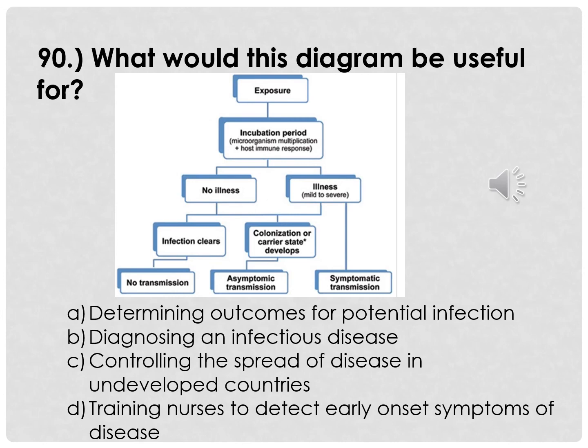What would this diagram be useful for? If we look at our diagram, we can see that it follows the outcomes for potential infection all the way from exposure to transmission. Options B, C, and D are inaccurate. We cannot diagnose an infectious disease, control the spread of disease in undeveloped countries, or train nurses to detect early onset symptoms of disease just based off of this diagram. So our answer is A. This diagram will be most useful for determining outcomes for potential infection.